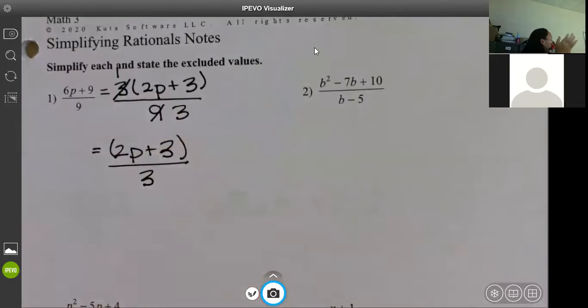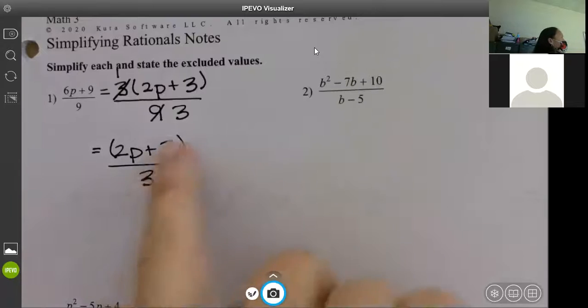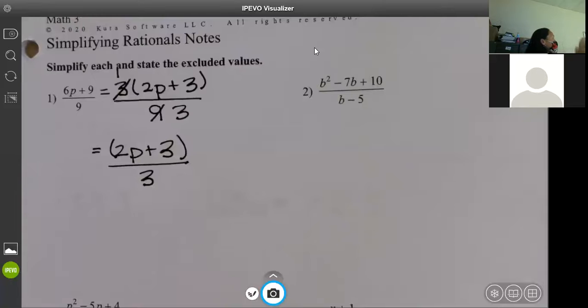It has to look exactly the same as another set of parentheses, okay? So a lot of people will try to mark out these 3s, but you can't because this 3 is with this 2p. So you've got to keep that top part together. Unless it looks exactly like the top, you cannot mark it out. Got it? Does everybody understand that?